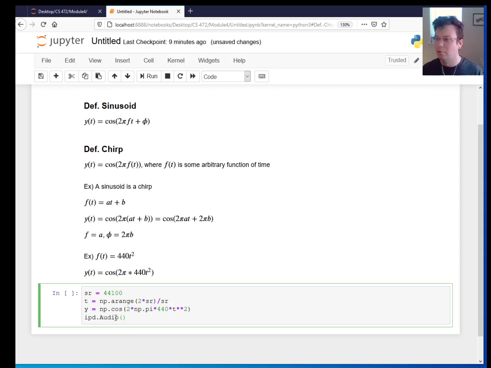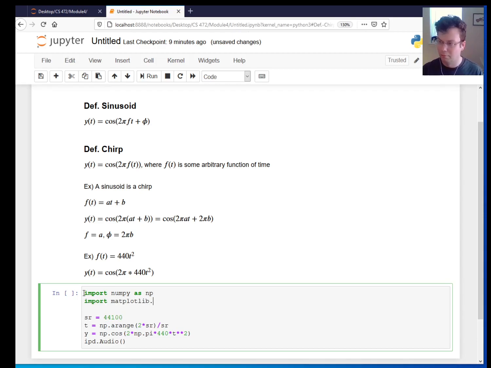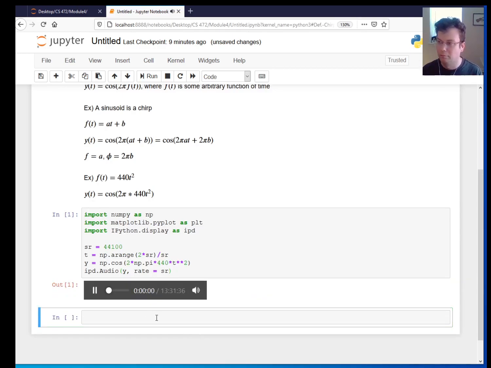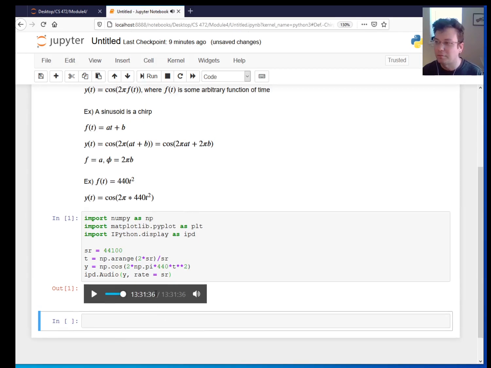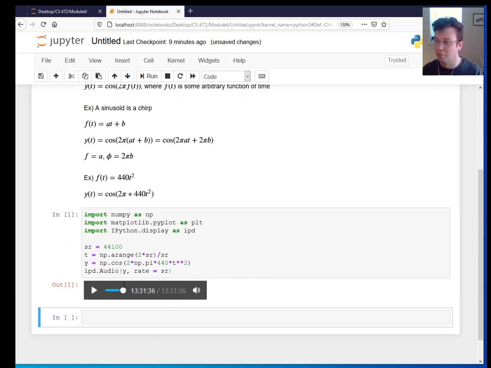IPD dot audio. Oops, I need to also import all my stuff. Import IPython.display as IPD. All right, so I say audio y, rate equals SR. So let's listen. Okay, interesting. So this went up in frequency, unlike a sinusoid, which always is the same, right? So already that's a little different.